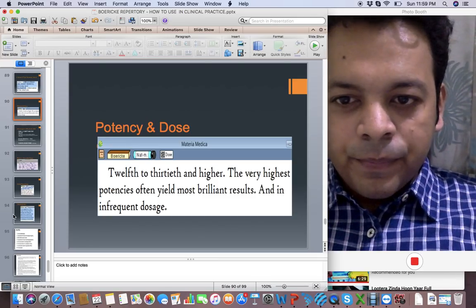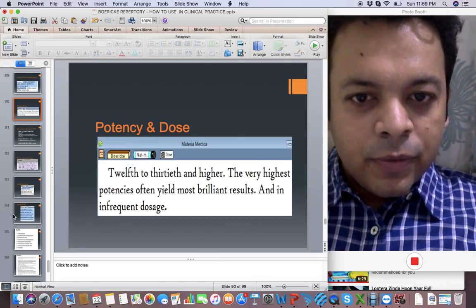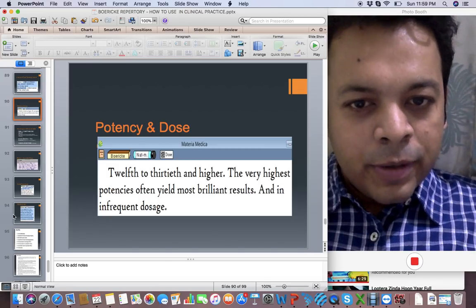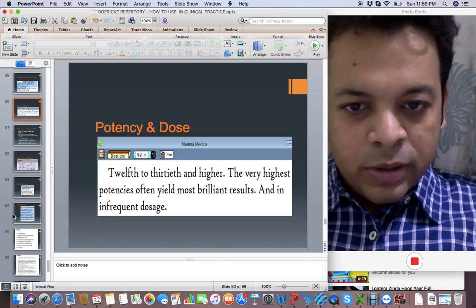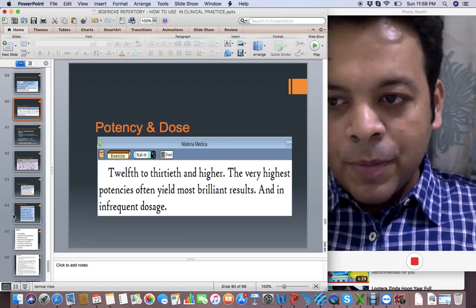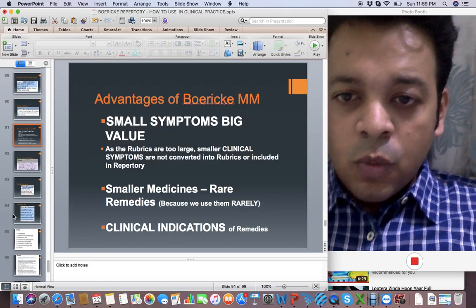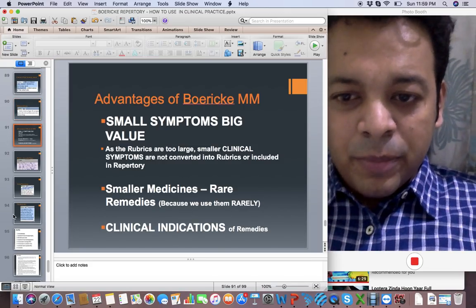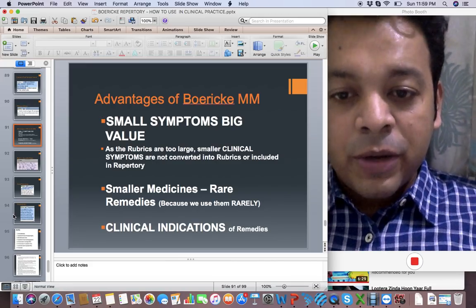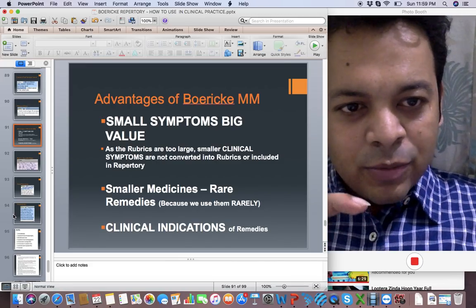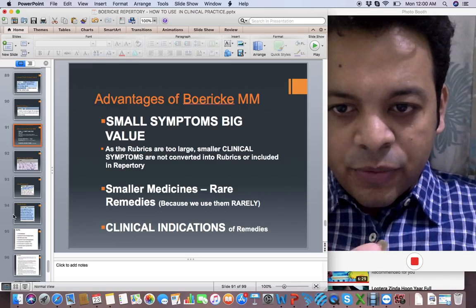Very often, the remedies which you give in organ remedies, you need to give in a little lower potency, maybe 30, maybe 6C, maybe mother tincture. What is the main advantage of Boericke? The main advantage is small symptoms, big value, which means the remedies are very small. So even if you get 1-2 indications, you can prescribe.